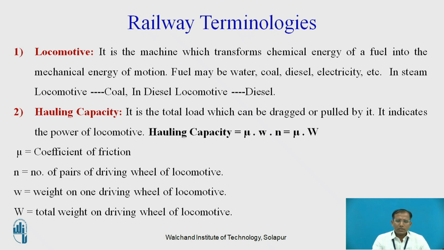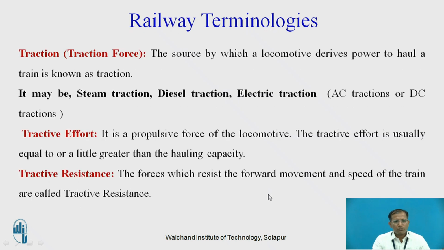Here hauling capacity is calculated using mu into W into N, or F into W into N, where mu indicates the coefficient of friction between the wheel and rail, W is the weight on the driving wheel, and N is the number of pairs. So if you know the number of pairs, the weight coming on the driving wheel and the coefficient of friction, you can calculate the hauling capacity of a locomotive.